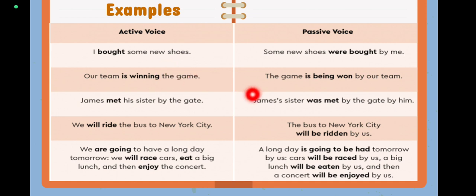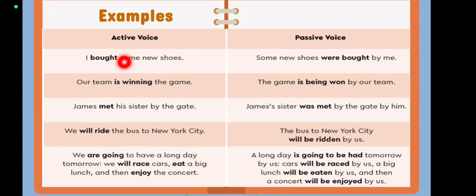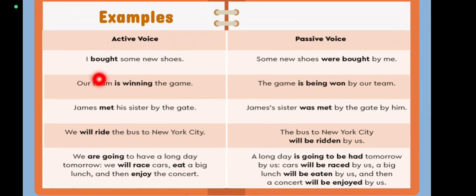So these are examples. Remember, active voice: here we have the noun performing the action. Now, passive voice: it is the object which receives the action. Okay? Now, Marcos, be careful with the pronunciation of this one. This is bought. I bought. It is like a long sound. Bought. Got it?